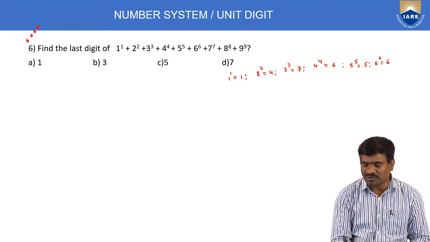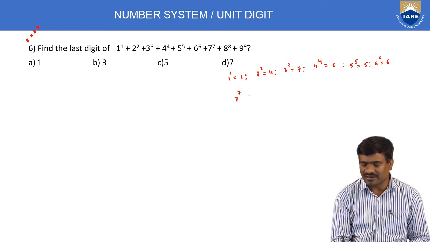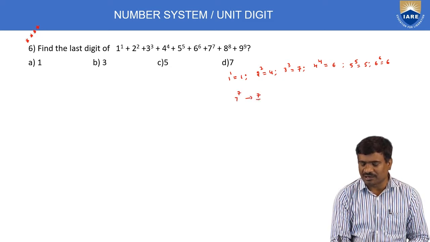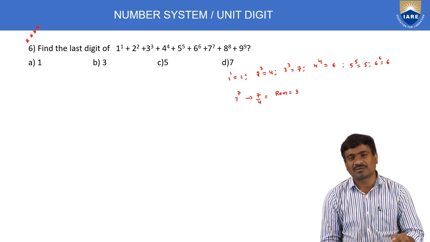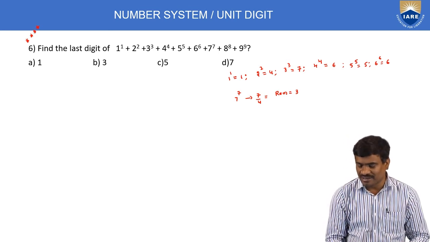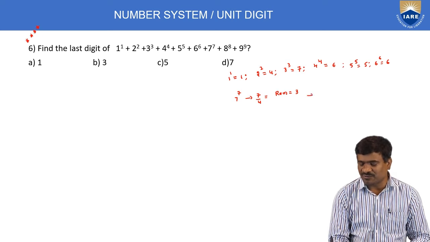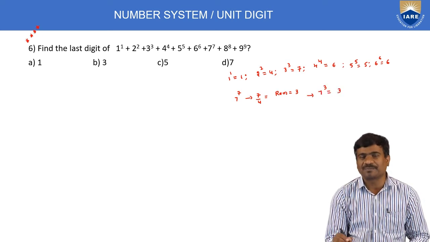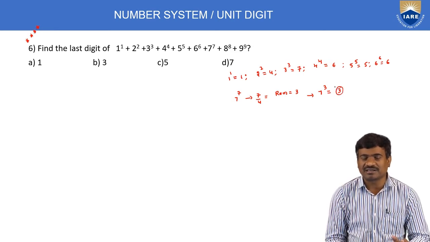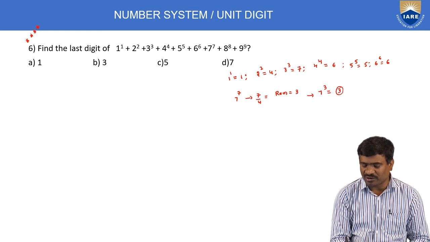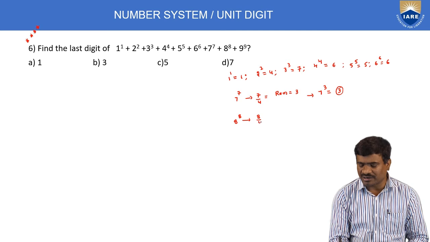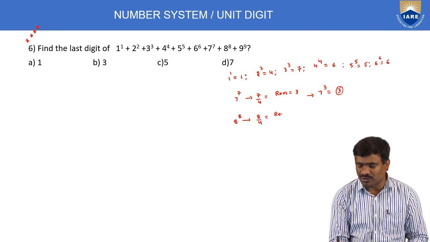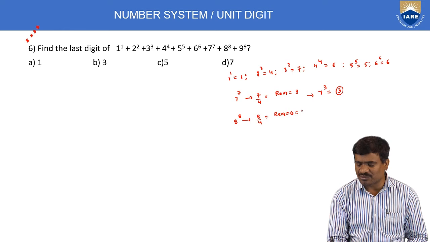Next 7 to the power of 7. In the property of 7, the numbers are cyclic repeated. 7 divided by 4, remainder only 3, not the quotient. 4 into 1 is 4, quotient 1, remainder 3, consider only the remainder. Next 7 cube is 343, unit digit only 3. So 7 to the power of 7 has unit digit 3. Next 8 to the power of 8. Again the numbers are cyclic repeated, so divide the power by 4. The remainder is equal to 0, then for the power we assume only 4.